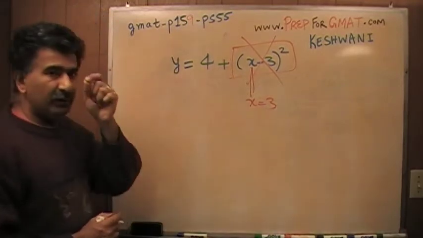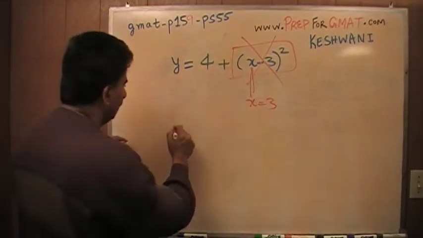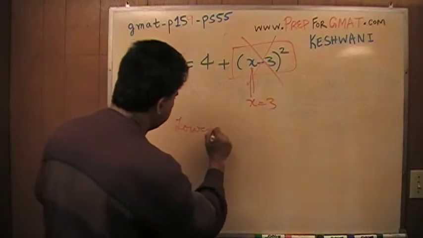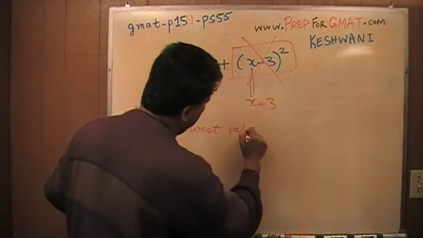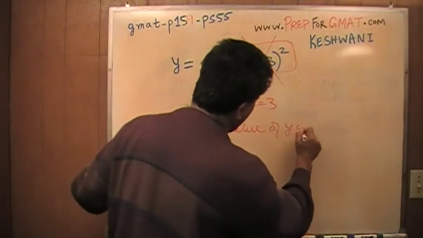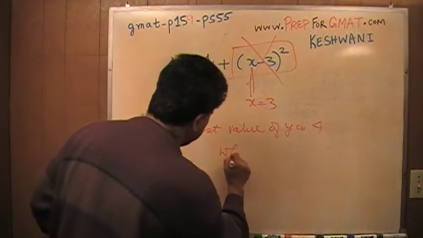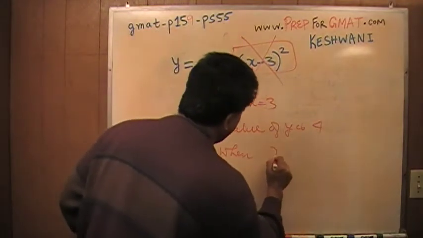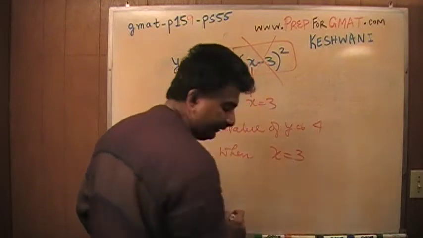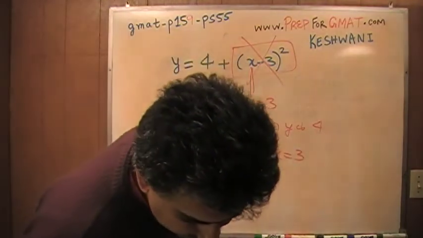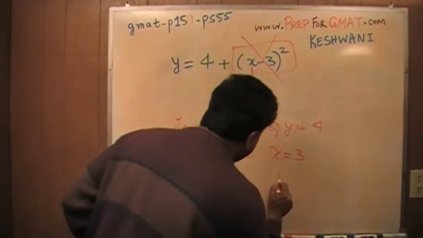So the lowest value of y is 4 when x equals 3. That's it, we're done. The answer is D.